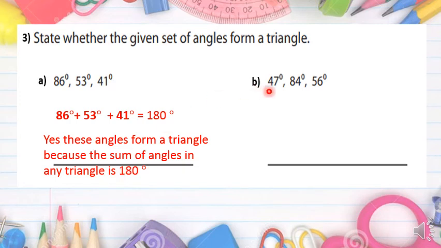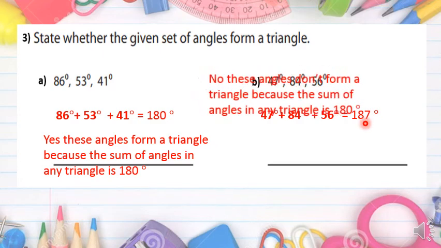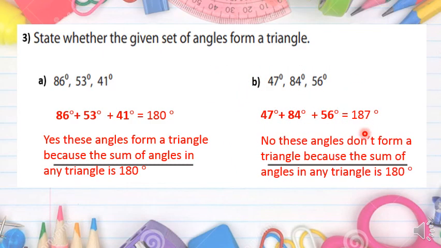Let's move to part B. Do these angles form a triangle? Let's add them to make sure. Their sum is 187 degrees. So, does this one form a triangle? No, these angles don't form a triangle because the sum of angles in any triangle is exactly 180 degrees.